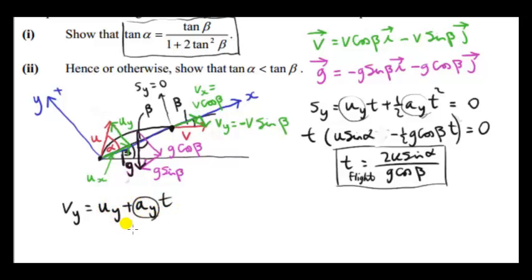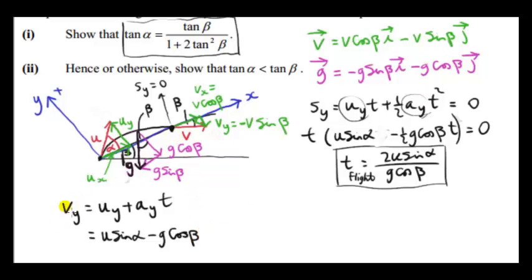Okay, again, we have linear motion with constant acceleration if we look at the projection of the particle onto the y-axis. So we can use this formula from the section on linear motion. The y component of the initial velocity is u sine alpha. The y component of the acceleration is negative. It's minus g cos beta. We can also see it from up here. And that's multiplied by t, the time of flight.